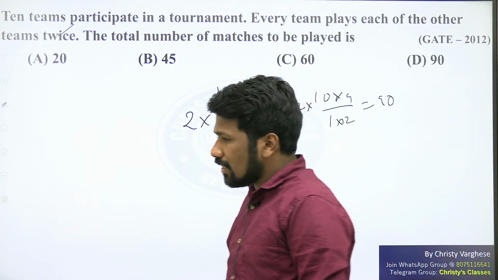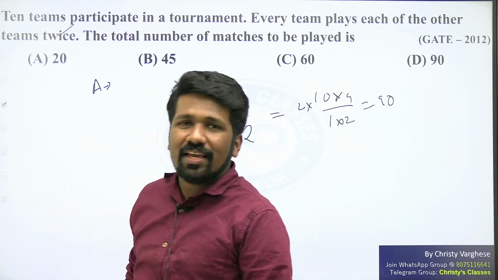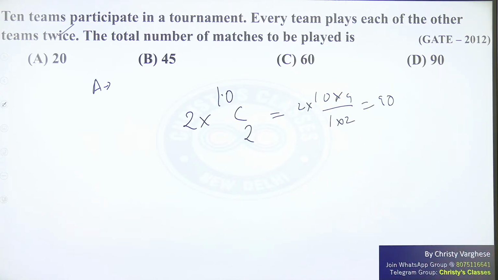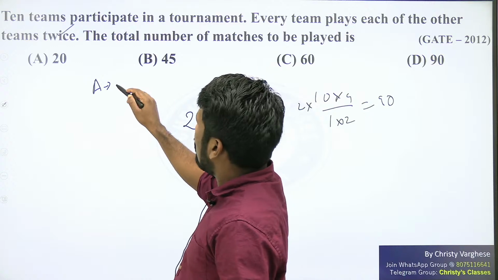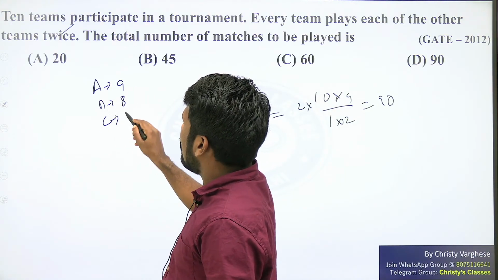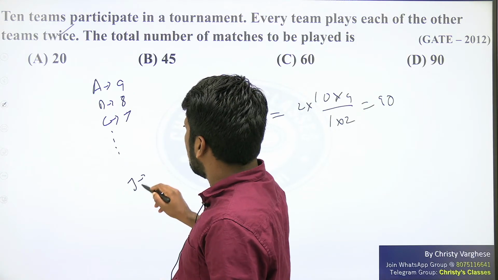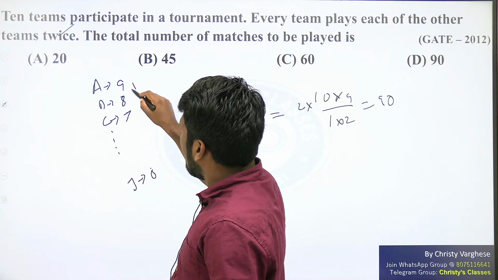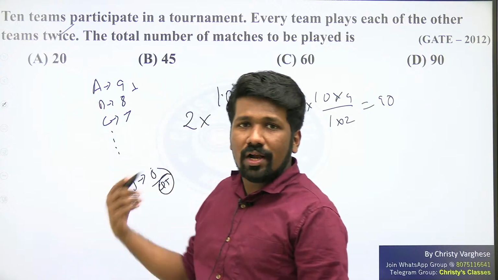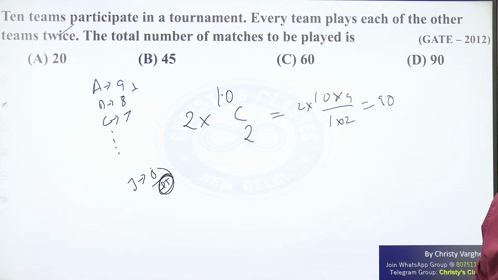Or you can just think in the same way as the previous question. A will play in the first round, like in IPL. You can think about the league stage of IPL. Think about the first round. A will play 9 matches, B will play 8 matches, C will play 7 matches, up to J will play 0 matches. Total adding you will get 45. That is one round. One more round means 45 plus 45, 90. That way also you can do the question.